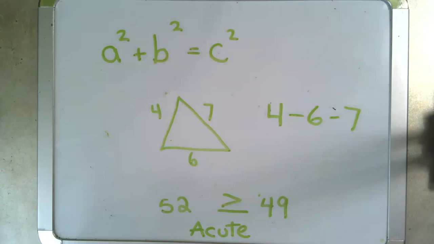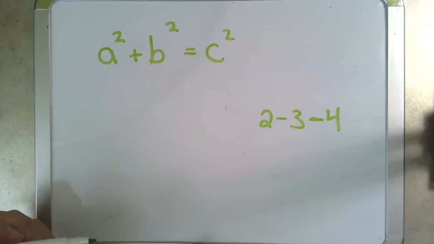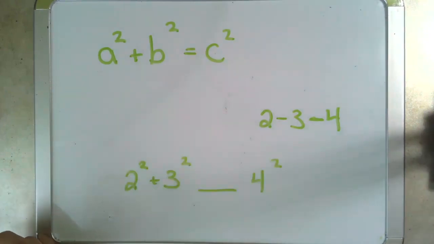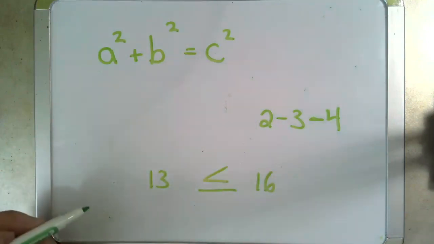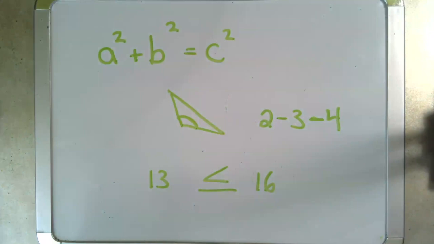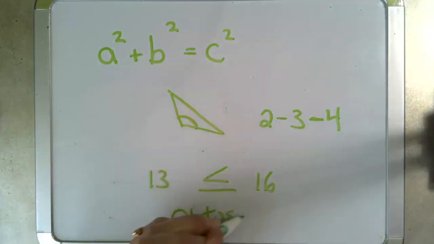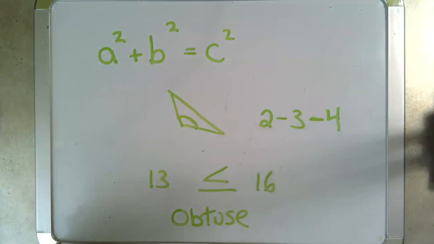Now, let's check out our last set of numbers. So this time our numbers were 2, 3, and 4. So let's try out the math. So 2 squared plus 3 squared and 4 squared. Let's put in the numbers. 4 plus 9 versus 16, 13 versus 16. And so when that's the case, now our angle has to grow to be larger than 90 degrees. And so that's the definition of an obtuse triangle.